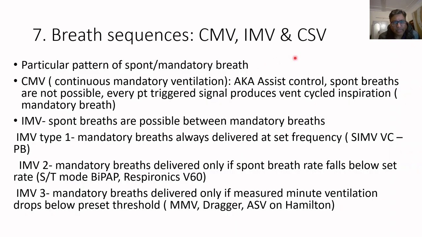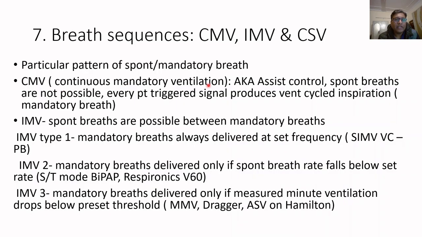So we have three basic breath sequences: continuous mandatory, intermittent mandatory, and continuous spontaneous. In continuous mandatory ventilation, also known as assist control, spontaneous breaths are not possible. Every patient trigger will produce a ventilator-cycled inspiration, a mandatory breath. Now this line suddenly comes out to you, and you would want to think about what that means.